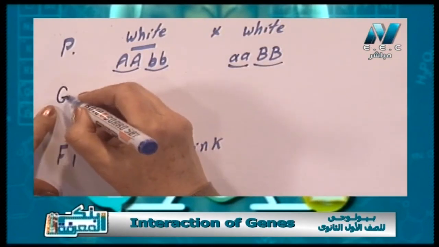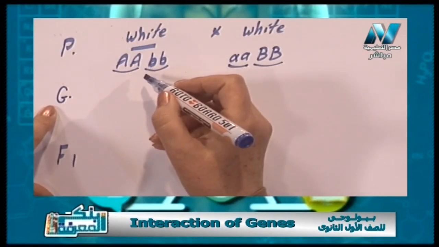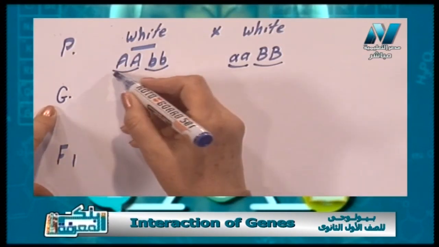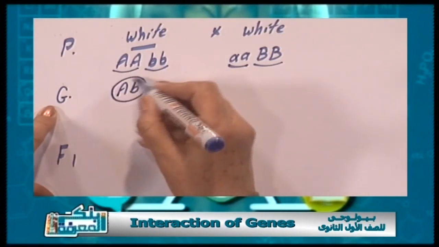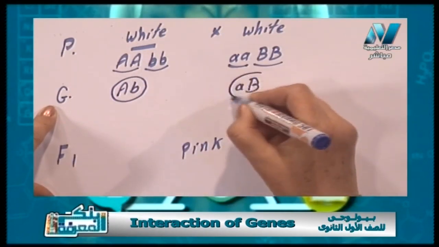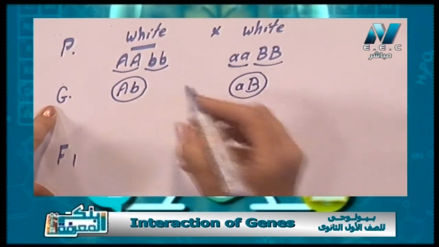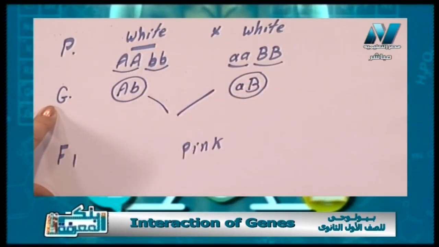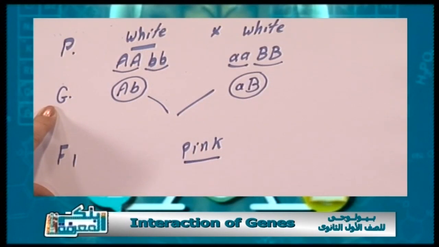What about the gametes? Remember, the gamete is a reproductive cell that contains half the number of chromosomes. We take one half from the first pair and one half from the second pair. This is the first gamete, and also one half of each pair. So these are the gametes that we have. After pollination and fertilization, the seeds are formed, and when we cultivate the seeds, all of them were pink.